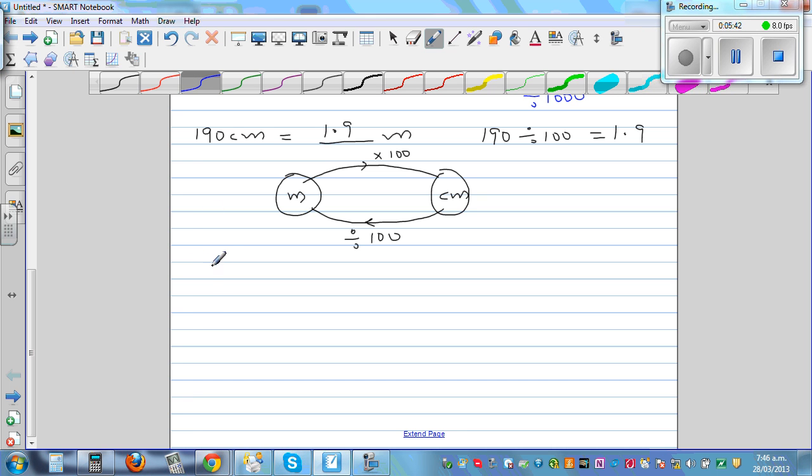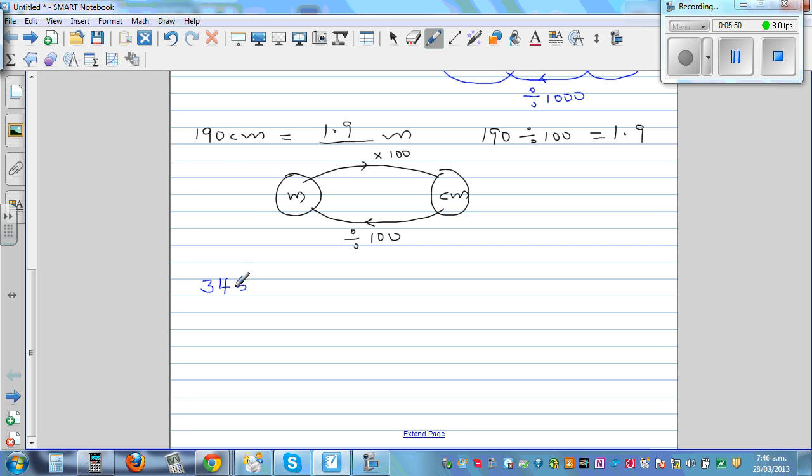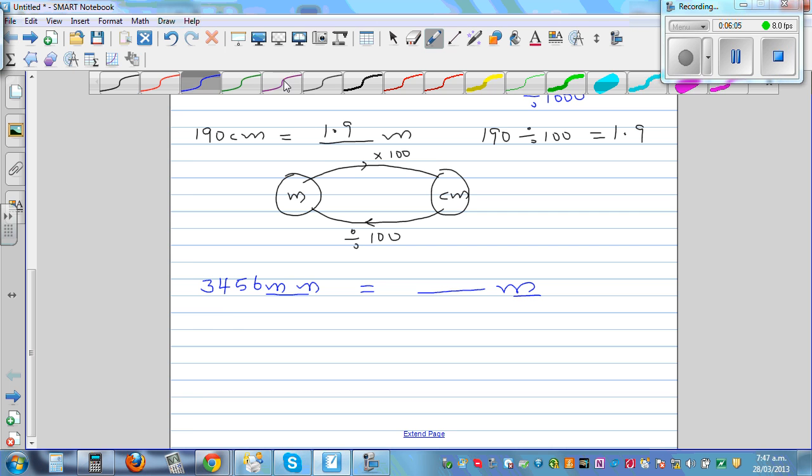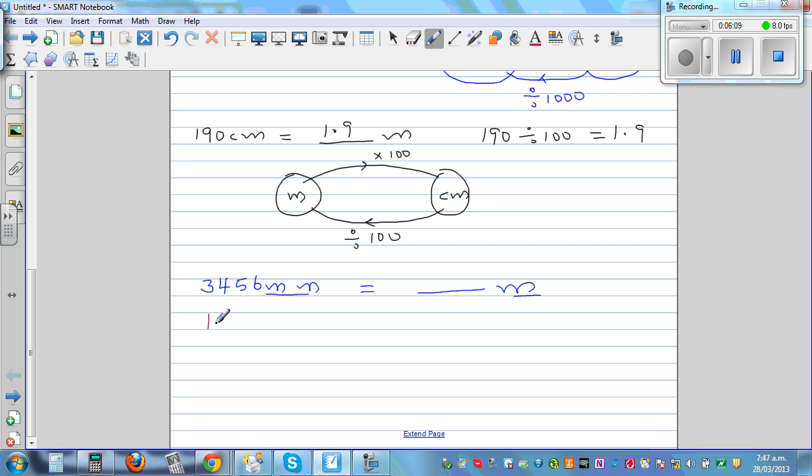Okay, so let me take one more example. You want to change, say, 3,456 millimeter into meters. Suppose this is the question. This is millimeters to meters. So you should know the conversion. If you don't, it's always good to write. You should know 1 meter is 1,000 millimeter. Milli stands for 1,000th, so 1 millimeter is 1,000th of a meter. This is what milli stands for.